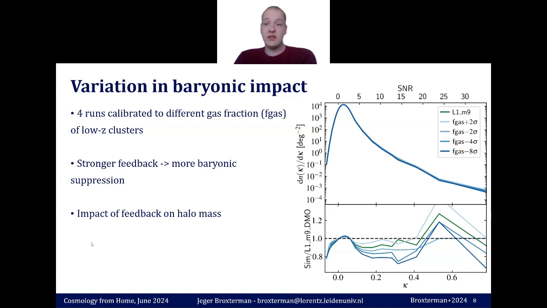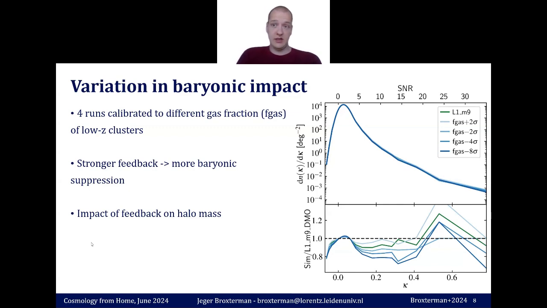And we can understand this behavior by considering the impact of baryonic feedback on single halos. So when there's stronger feedback, there's more gas removed from the centers of these halos. They are less overdense, and therefore we also expect the weak lensing signal, which is proportional to this overdensity, to also be less. So we expect fewer high kappa peaks for these simulations with stronger feedback, and that's also what's shown here.